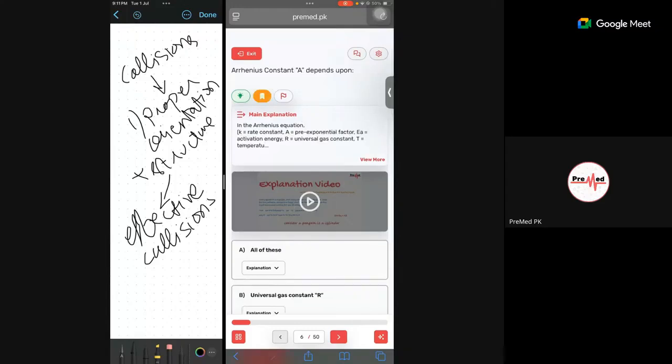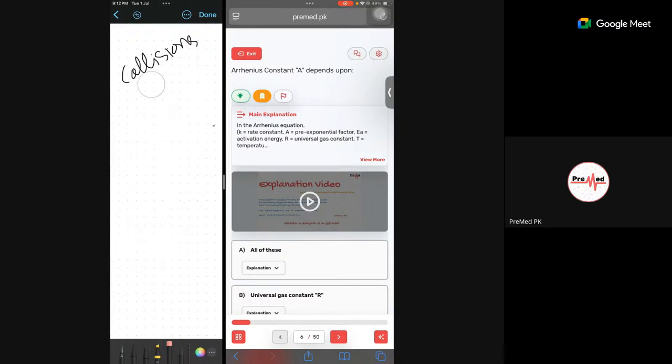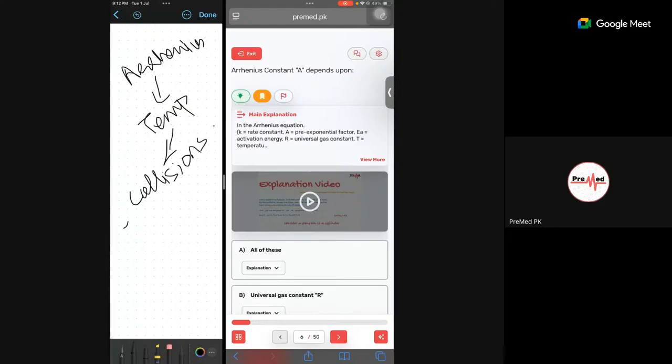Moving forward, we have: the Arrhenius constant A depends upon. Well, we just discussed the Arrhenius equation and now we are talking about the Arrhenius constant A. In this particular equation of Arrhenius, we see that it deals with temperature. The Arrhenius equation is dealing with temperature, and in the temperature factor, we see that collisions, especially effective collisions, were happening.